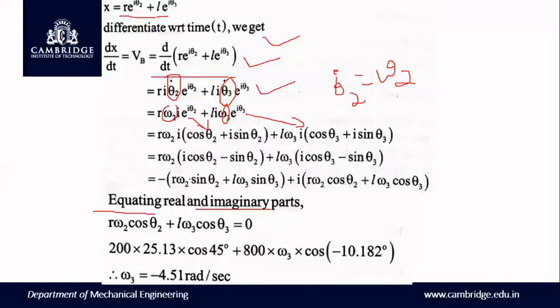By equating real and imaginary parts, on the left hand side we have only a real part, hence the imaginary part is going to be equal to 0. Hence R omega 2 cos theta 2 plus L omega 3 cos theta 3 is equal to 0. Here we know the value of crank length R is equal to 200, omega 2 is 25.13, theta 2 is 45 degree, the length of the connecting rod is 800, and theta 3 we found using configuration analysis. Hence we can find the angular velocity of the connecting rod, that is we are getting minus 4.51 radians per second.